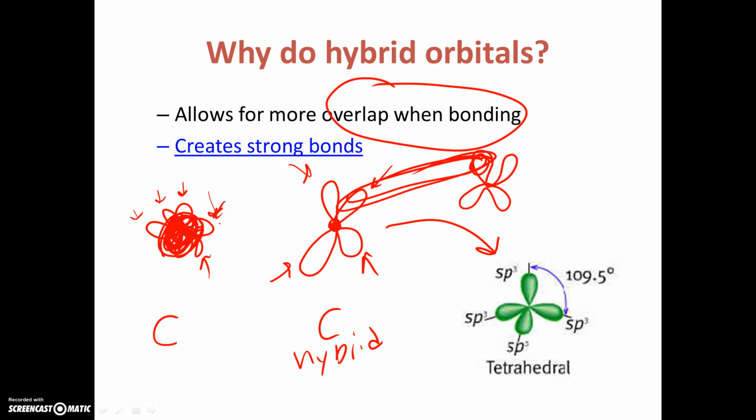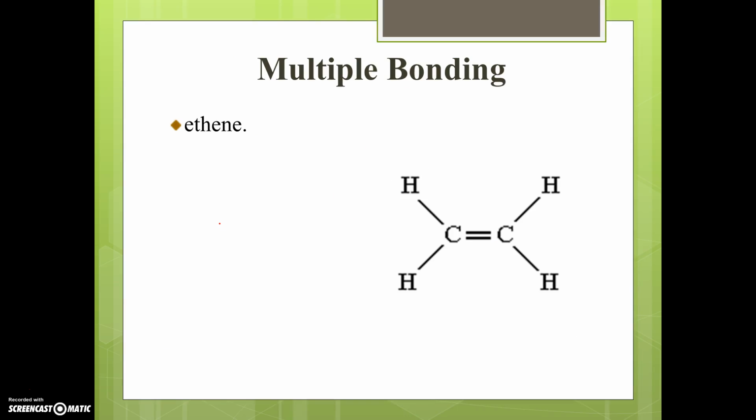Hybrid orbitals allow us to overlap orbitals, and when we overlap orbitals, we create bonds, and those bonds are where you're sharing electrons, and the more overlap you've got, the stronger the bonds. That's the big idea of why to even do this. Okay, so let's look at another one. Ethene. Ethene is the same kind of idea, but now we've got a double bond.